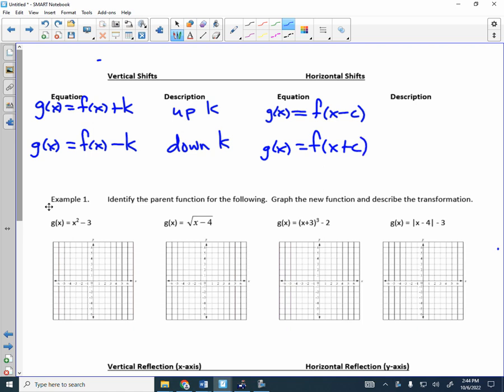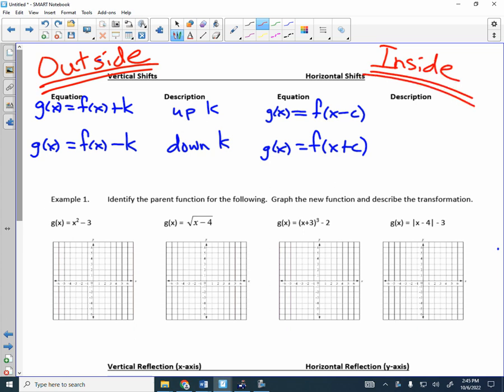Notice the location of k and c. What's different about where they're placed? One's in the parentheses inside the function, the other one's outside. The most important thing that you can learn through this whole unit is this. If it's on the outside, it impacts the function in a vertical manner. If it is inside, it impacts the function in a horizontal manner.